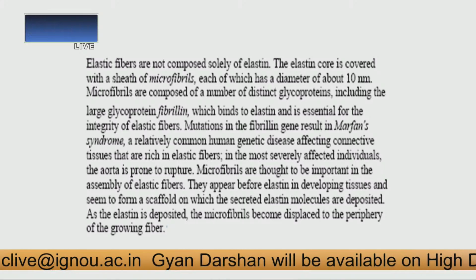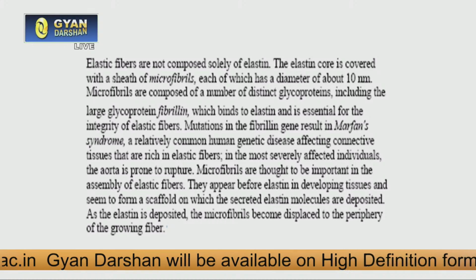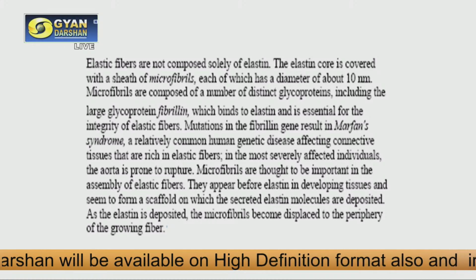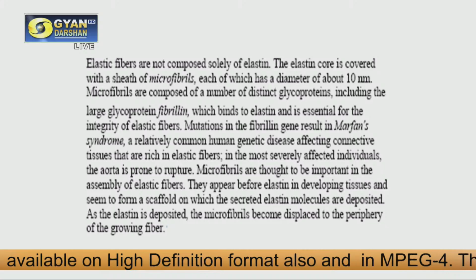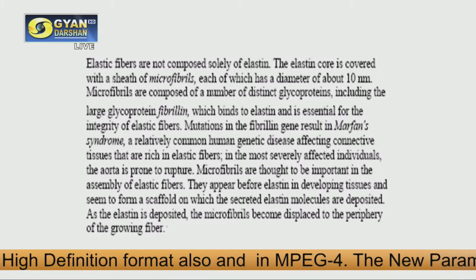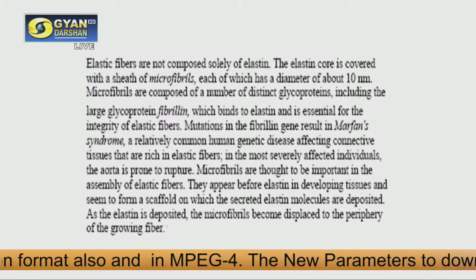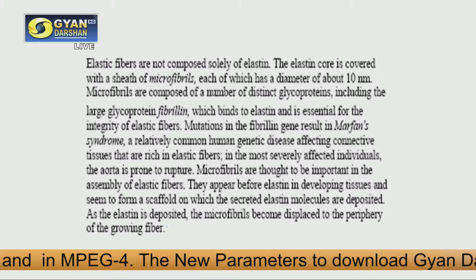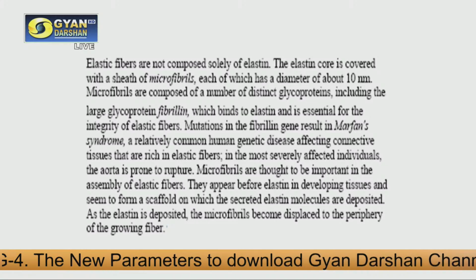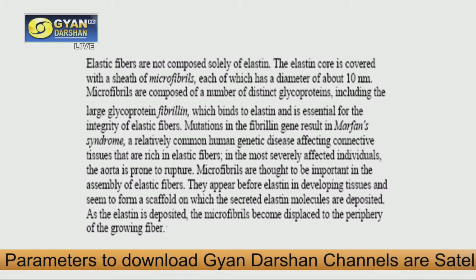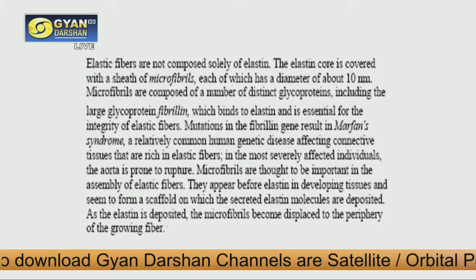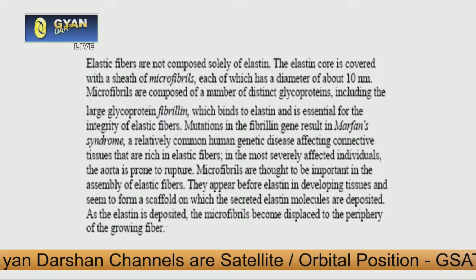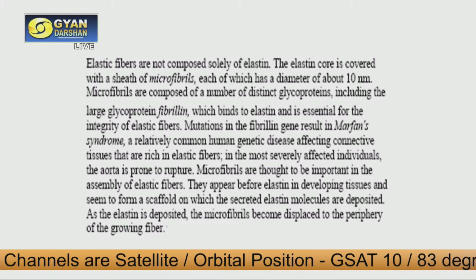But if there is a mutation in the fibrillin gene, then it leads to a syndrome called Marfan's syndrome, which is a human genetic disease affecting connective tissue that are rich in elastic fiber. And that will also cause a major damage to the aorta. It will lead to the rupturing of the aorta.